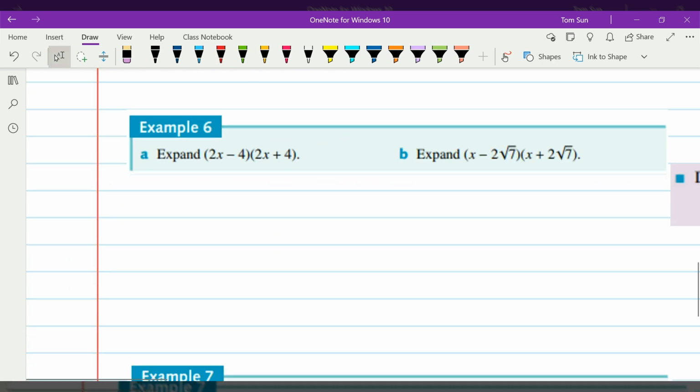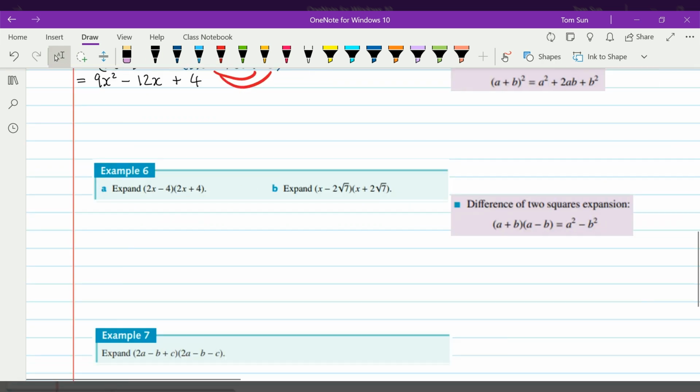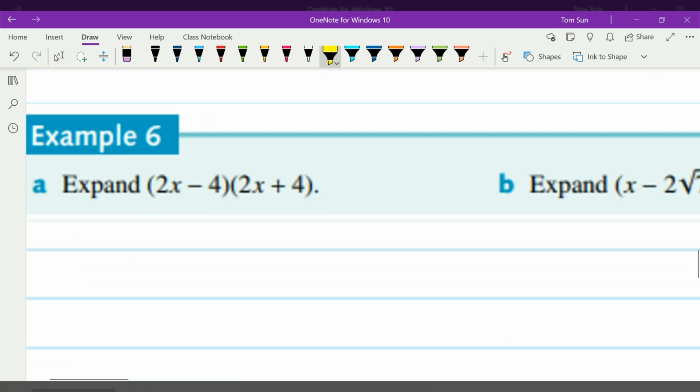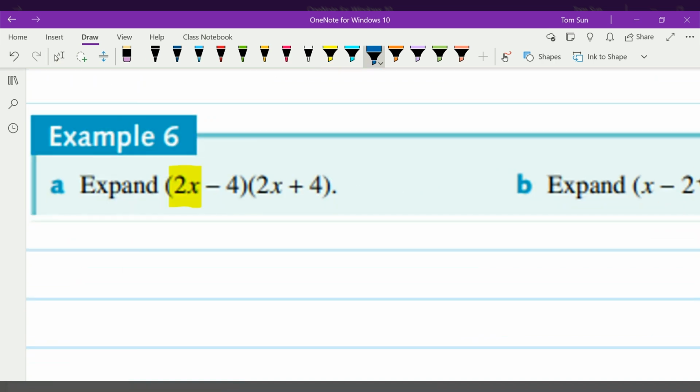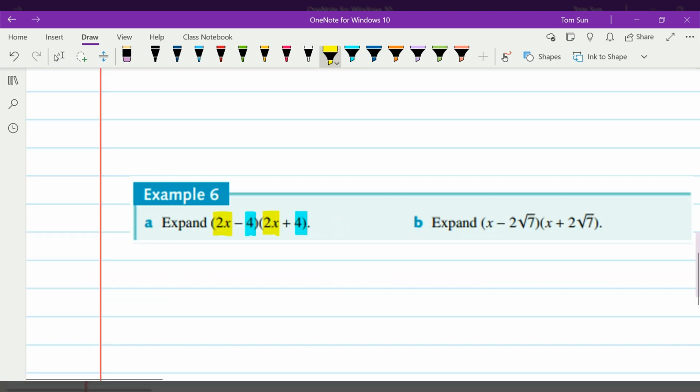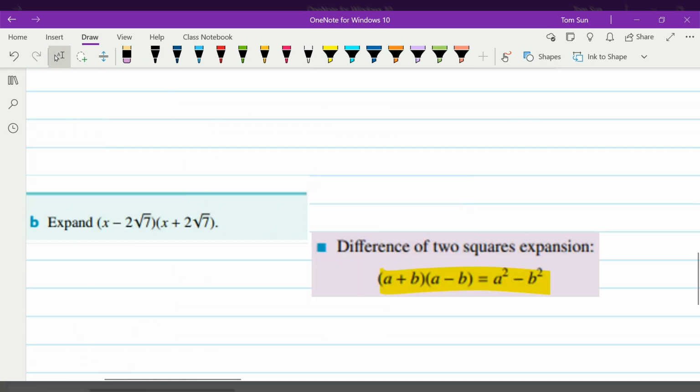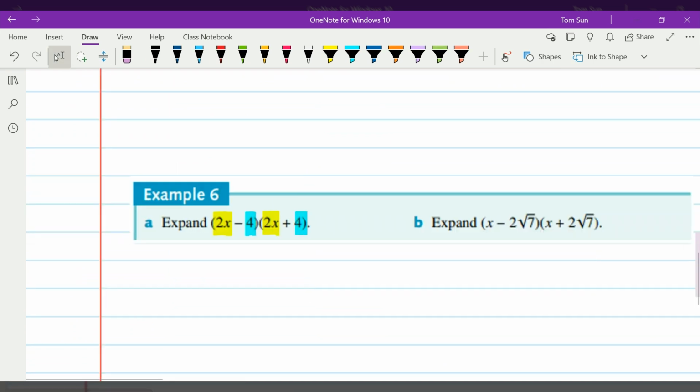Okay. Move on. Now we have difference of two squares. So this is the rule for difference of two squares. It just means that when you see this pattern where you have a plus b, or a minus b, or a minus b and then a plus b. So notice that these are the same terms, but just with different signs. It means you can use this rule, and suddenly you have a squared minus b squared.